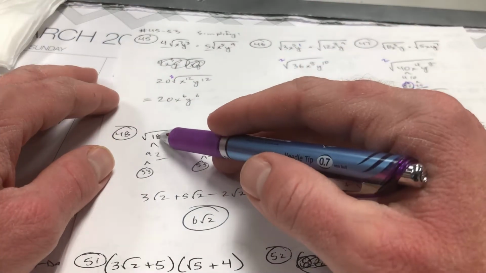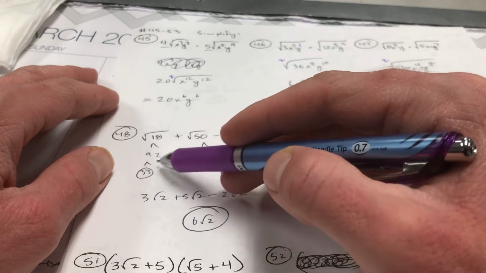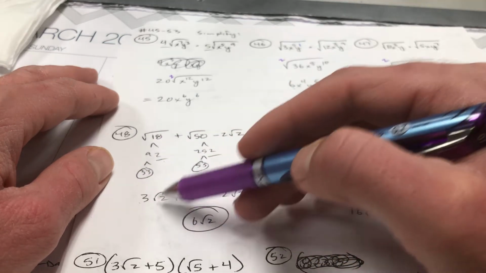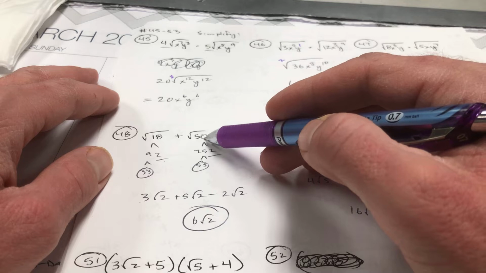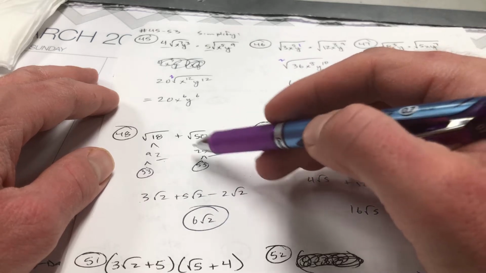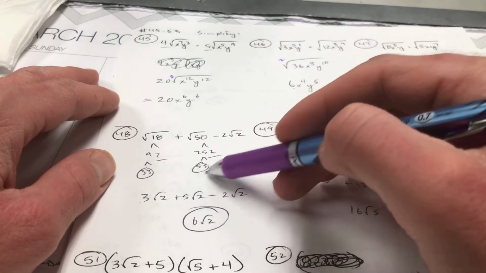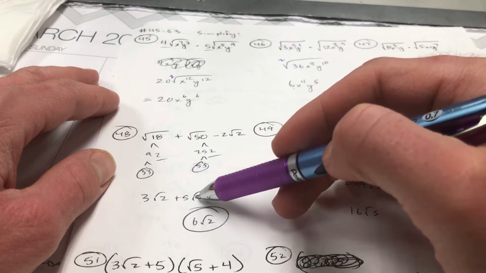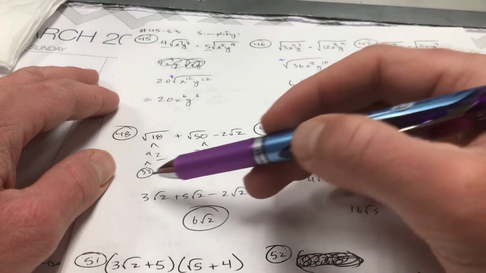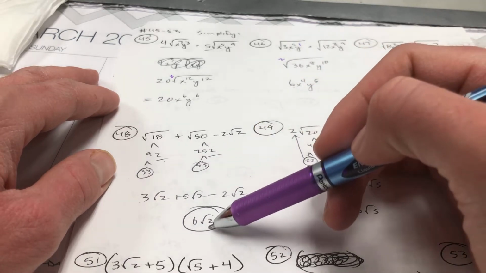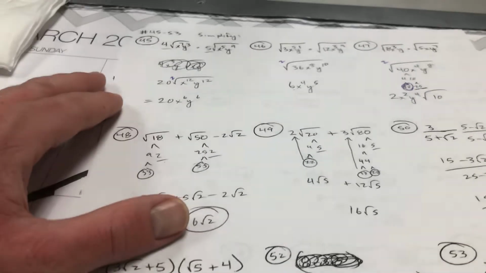All right. Square root of 18. 9 and 2. 3 and 3. So 3 root 2 plus square root of 50, 25 and 2, or 10 and 5. Doesn't matter. You got a pair of 5s that break out. 2 stays on the inside. Minus 2 root 2. 3 plus 5 minus 2 is 6 of those root 2's.